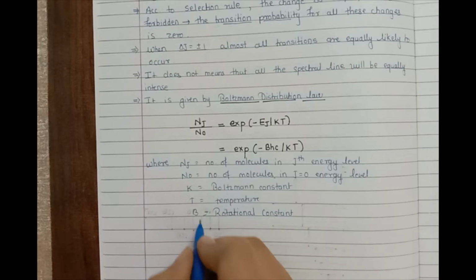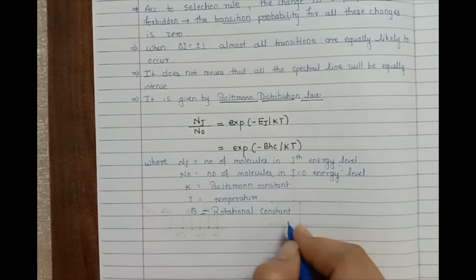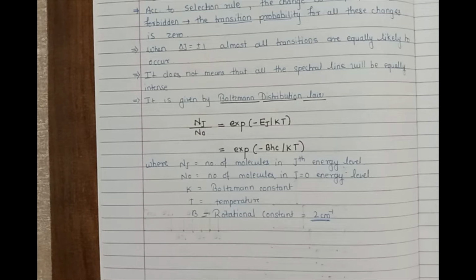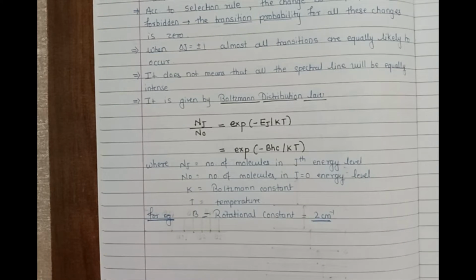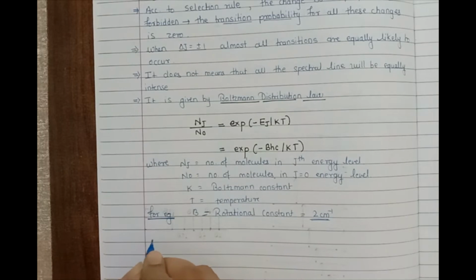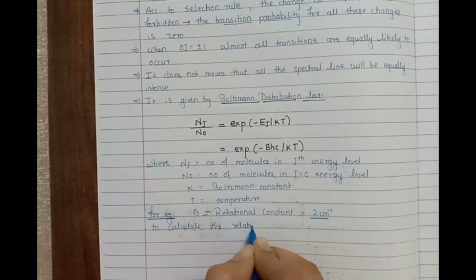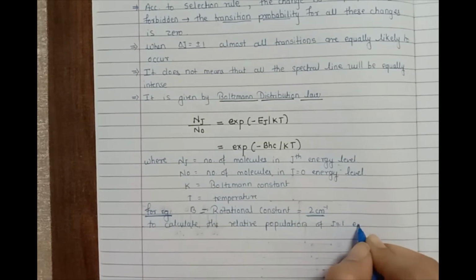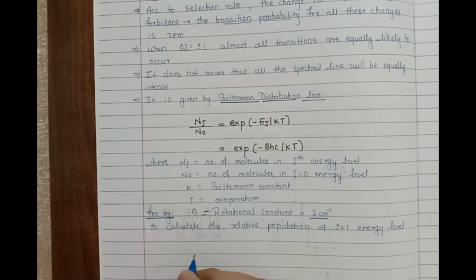When the scientists calculated the value of B, approximately that value comes to be equal to 2 centimeter inverse. Is it okay? It is 2 centimeter inverse. For example, if the value of B is equal to 2 centimeter inverse, we will calculate the relative population of the J equal to 1 energy level. So I will take an example for the molecule where B is equal to 2 centimeter inverse.